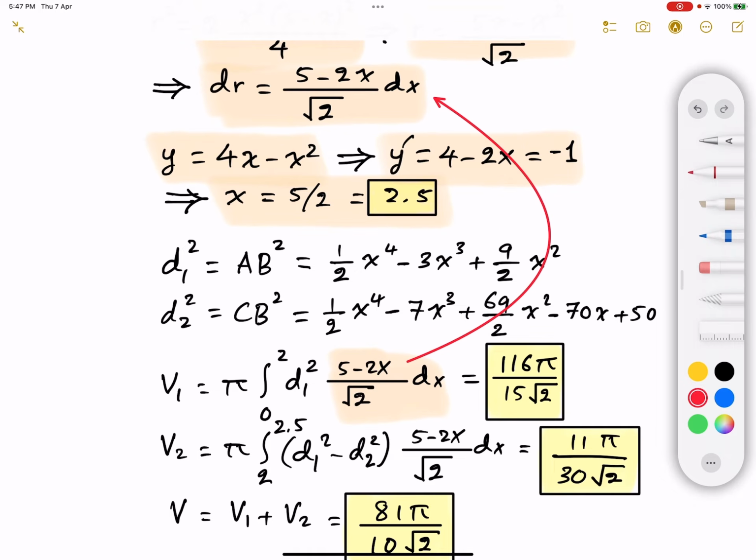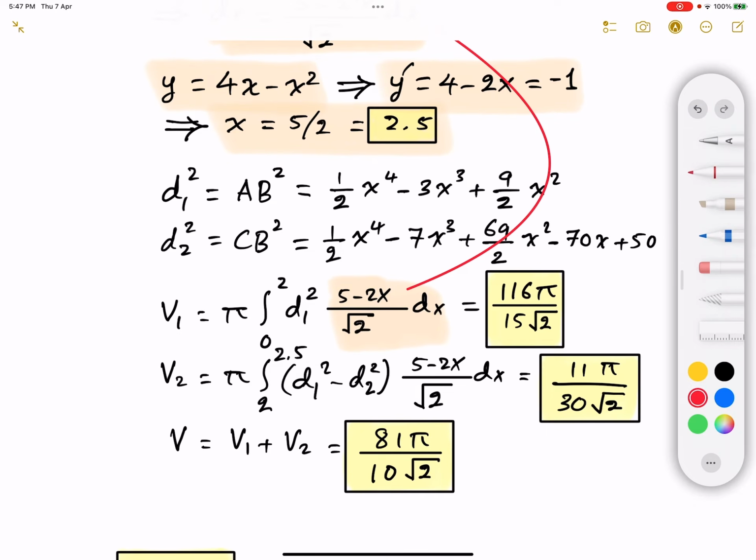Good. And then if we do the integration, it's going to give us the value of 116 pi divided by 15 the square root of 2. And how do we calculate volume 2? Volume 2, basically, we need to integrate from 2 to 2.5, and I have explained how we got 2.5, of d1 squared minus d2 squared. The outer radius squared minus the inner radius squared. And of course, dr, and we need to substitute 5 minus 2x divided by the square root of 2 dx instead of dr.